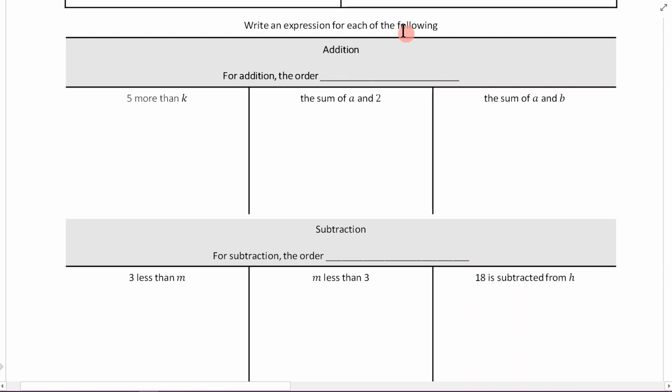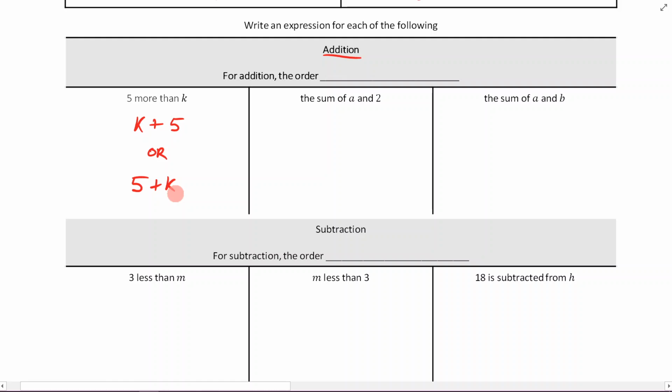Alrighty, so we're going to first go through some addition examples right here. It says 5 more than K. Well, 5 more than K means we're going to just plus 5 to the K. Now, it's also important to realize that with addition, the order doesn't matter. So we could say K plus 5 or 5 plus K. It actually doesn't matter which way you do it.